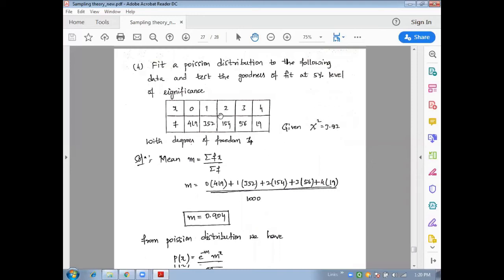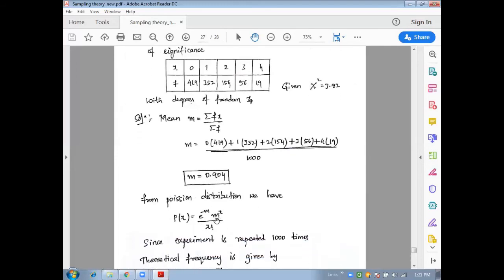So here you can see, to take the Poisson distribution, we have to find the mean value. So how to find the mean value from the table? Mean M is equal to the summation of F into X divided by the summation of F. Therefore, M is given as 0.904, that is 0 into 419, like that each value you have to multiply, divided by the summation of F, which you add to get 1000. So if we simplify this, we have mean equal to 0.904.